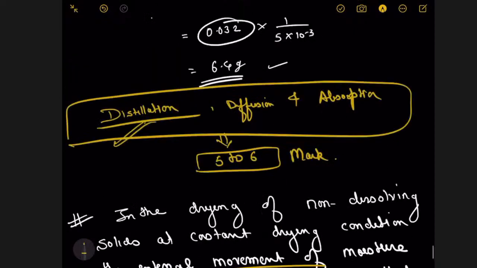See, such easy questions will be asked from drying, and these are the most important topics from where easy as well as some difficult questions will be asked. Basically you cannot afford to lose marks from these topics. It is very, very easy.